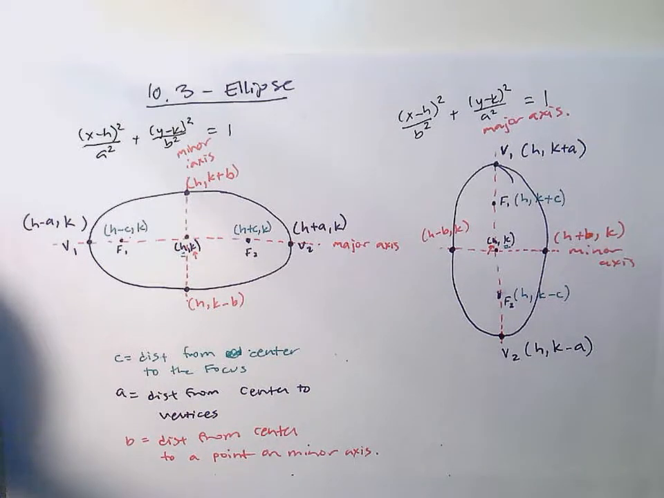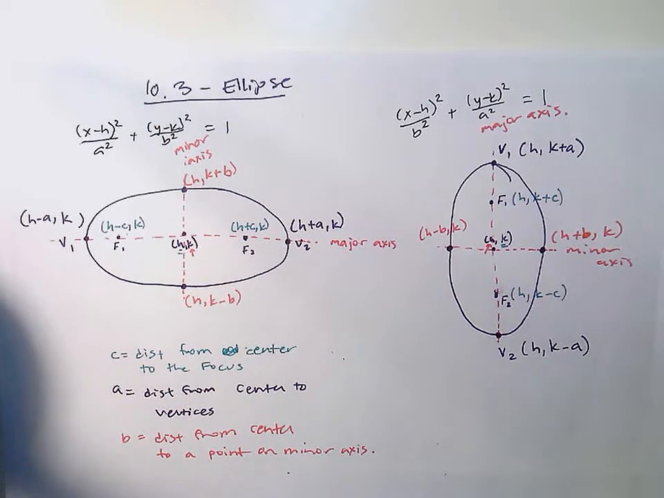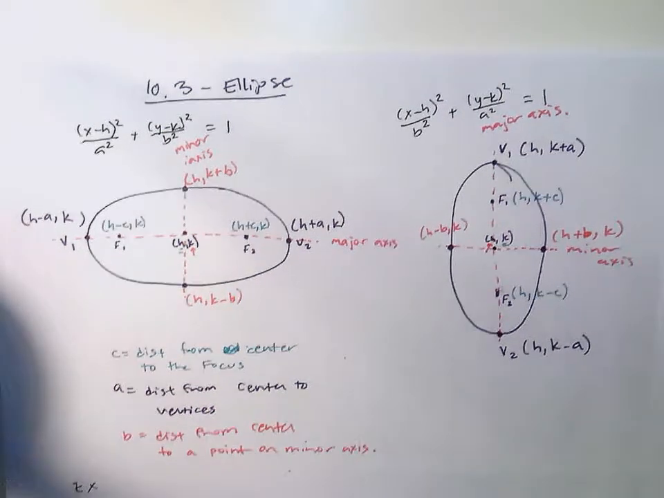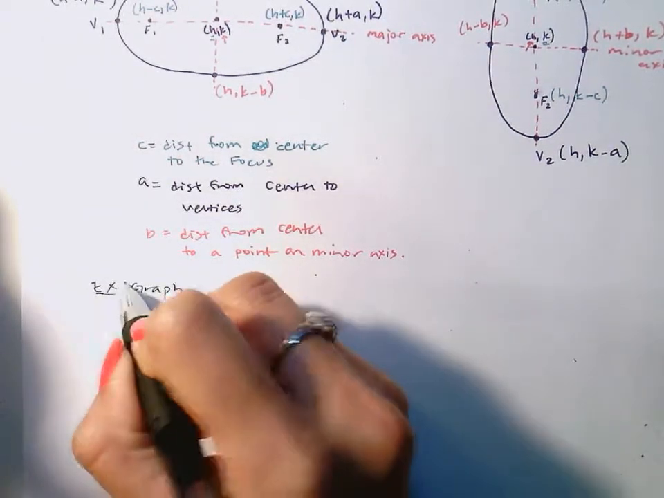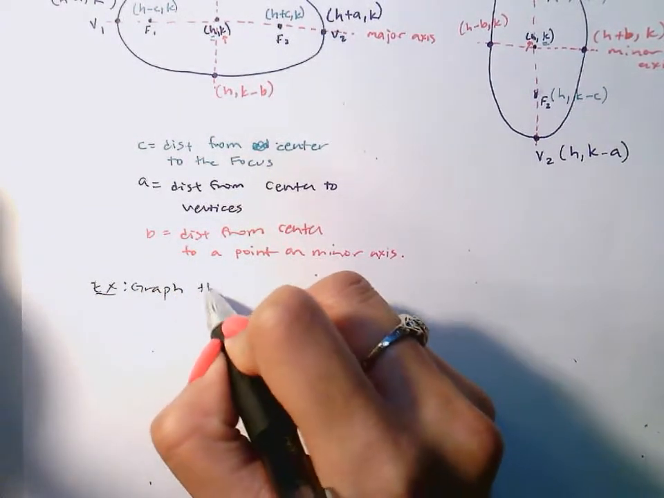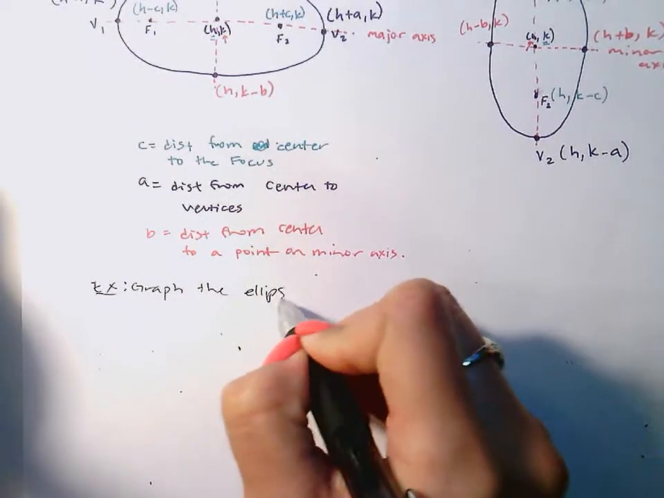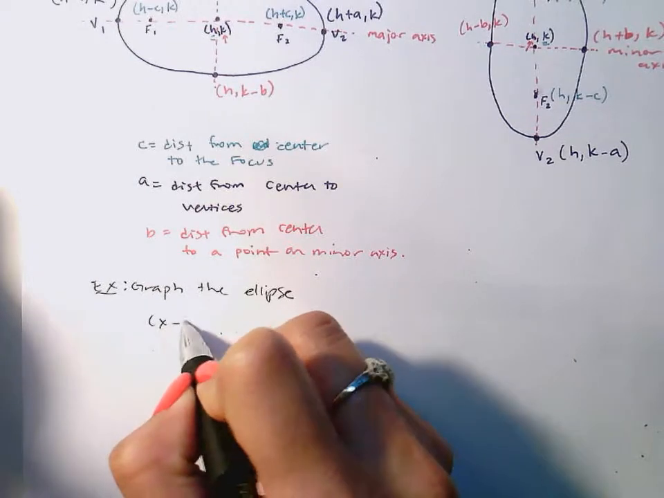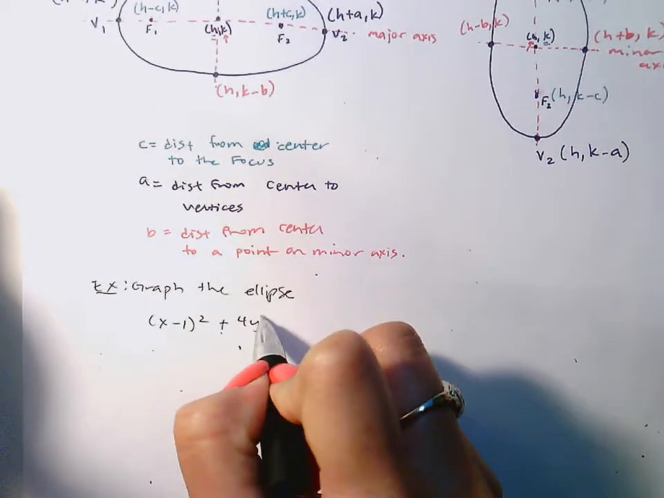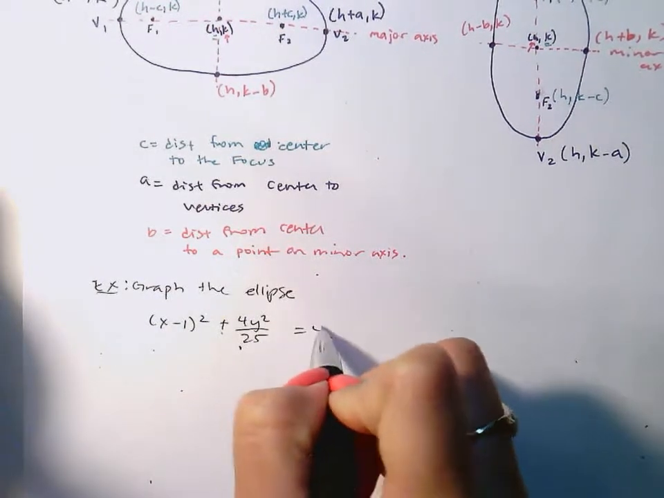Let's go ahead and now do some examples on ellipses in section 10.3. So the first thing I want to do is to graph an ellipse. So let's go ahead and graph the ellipse with the following equation: (x minus 1) squared plus 4y squared over 25 is equal to 4.